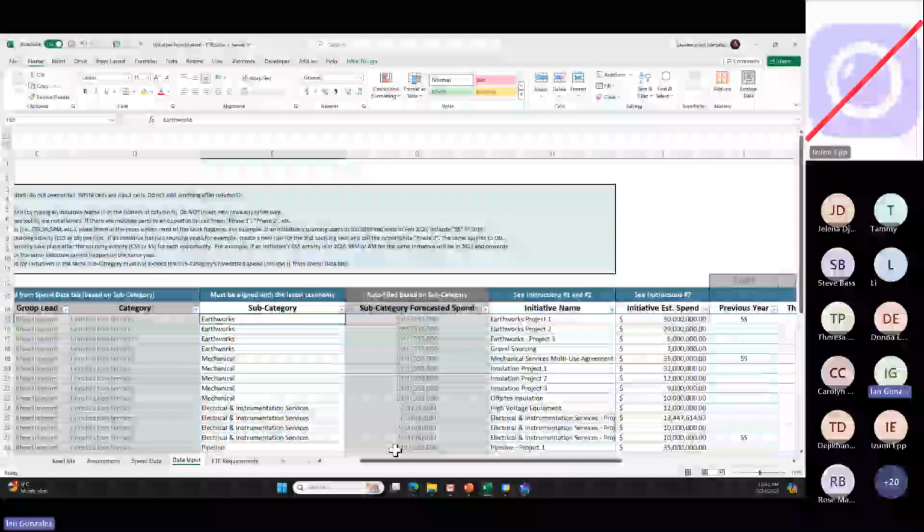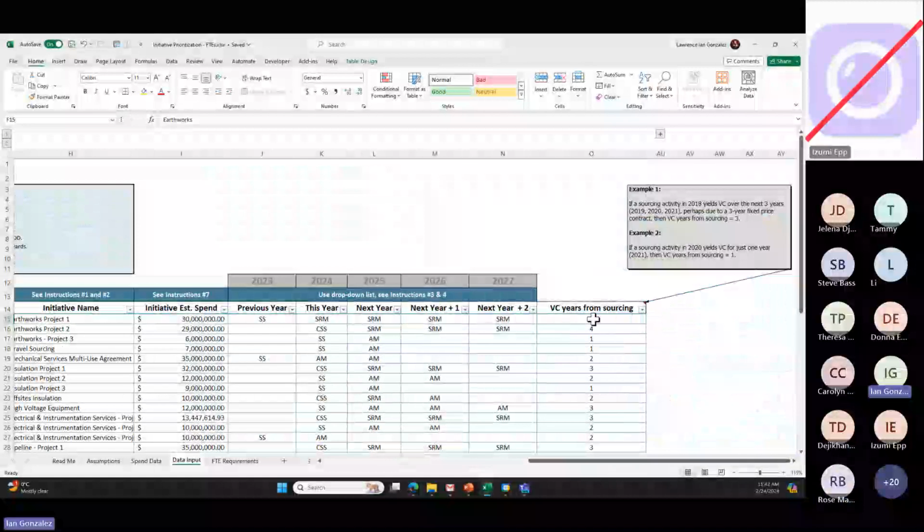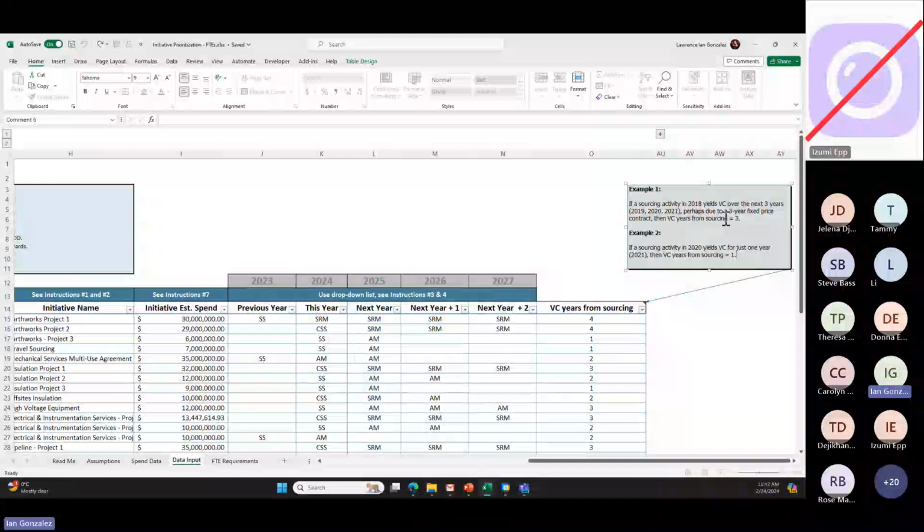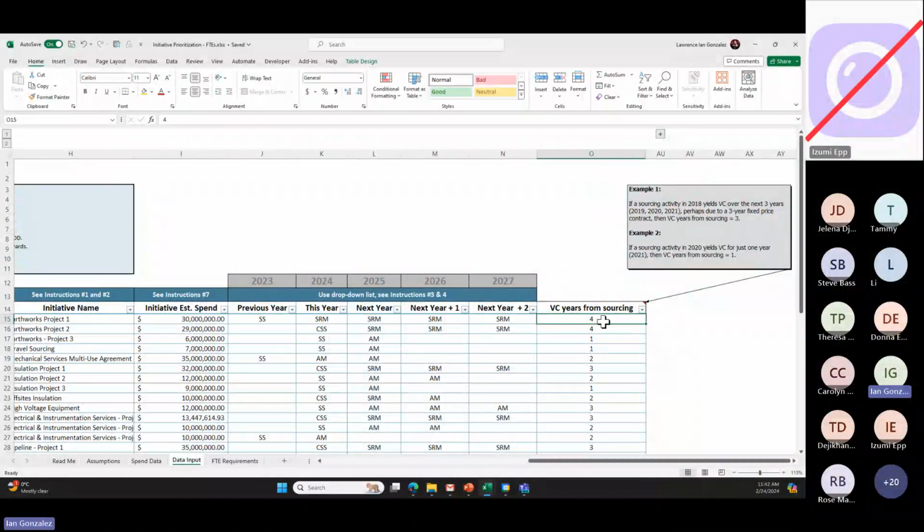One more thing. I don't know why I did not put it in the instructions, but you have to say how many years of value creation you are going to get. For example, if a sourcing activity in 2018 yields value creation over the next 3 years, perhaps due to a 3-year fixed price contract, then VC years from sourcing is equal to 3. You type in 3.